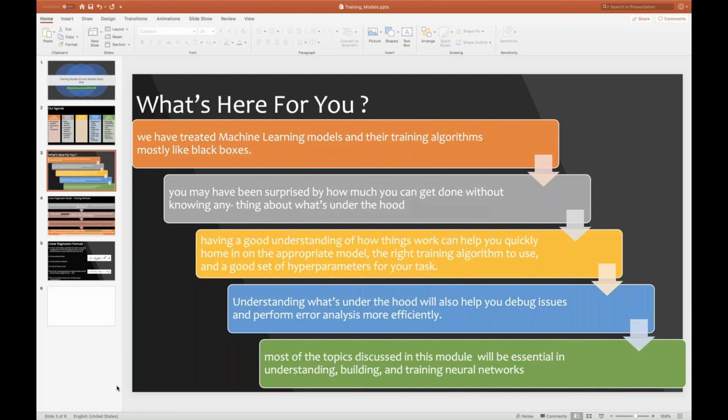Now, most of the topics in this module will be essential in understanding, building, and training neural networks. We are slowly stepping into core concepts. All this while we were only talking about training models. If you understand this module carefully, your fundamental building blocks for understanding, building, and training neural networks are also done. So that's the priority and importance of this concept. Most of the things will be theoretical in this module, but you need to understand very carefully.